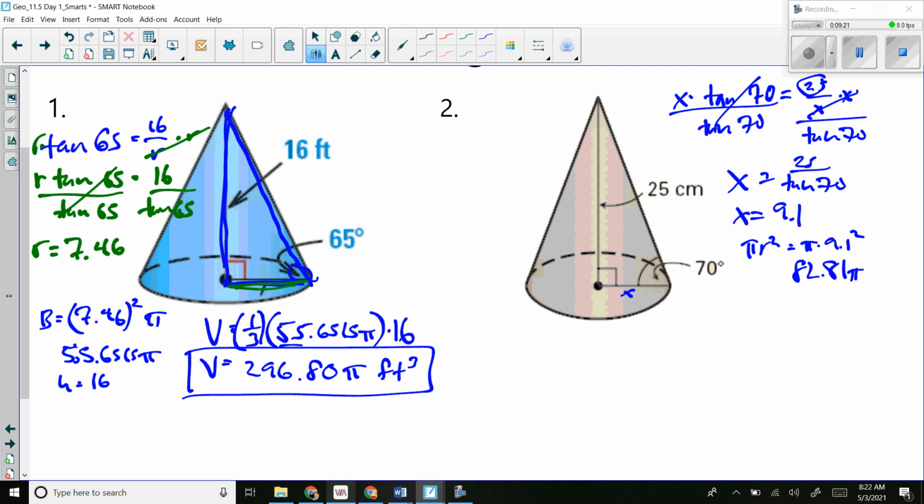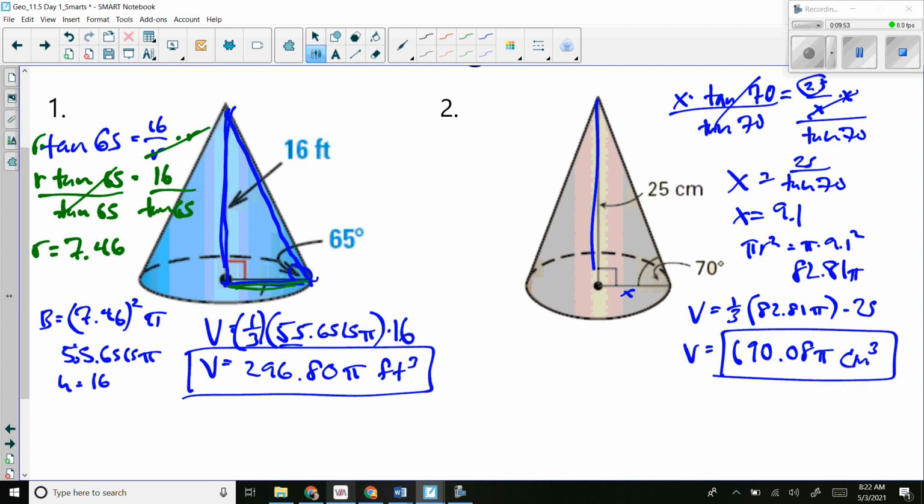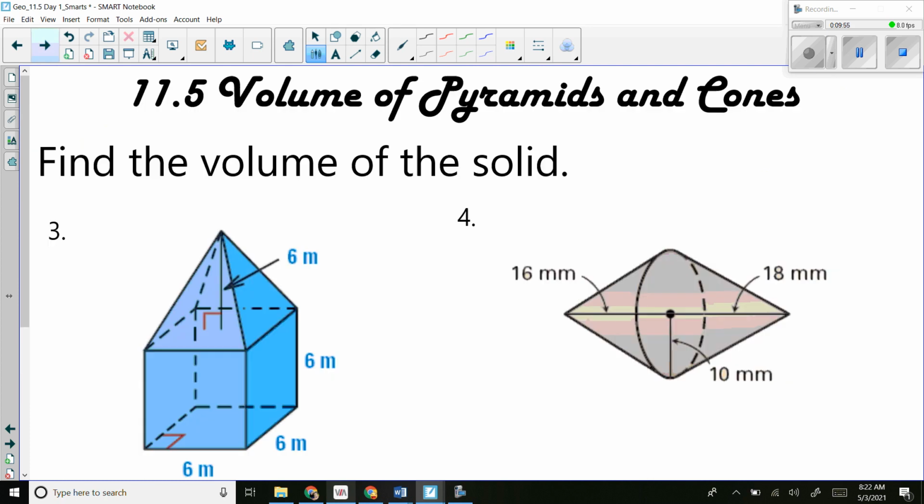If I put that into the entire volume formula, V equals 1/3 times the area of the base I just found, 82.81 pi, times the height it gives me up here, which is 25. Multiply those things together, put it in the calculator, and the volume is 690.08 pi. This is in centimeters, so the label is centimeters cubed.